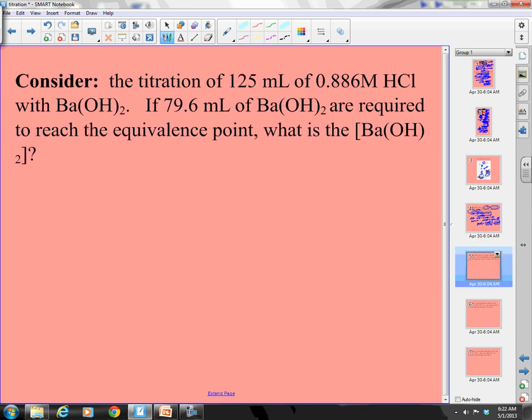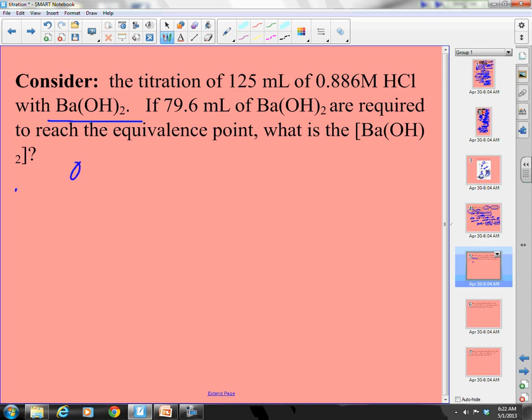Let's consider this titration. The titration of 125 mL of 0.886 molar hydrochloric acid with barium hydroxide. If 79.6 milliliters of barium hydroxide are required to reach the equivalence point, what is the concentration? Okay, we know how to do this.